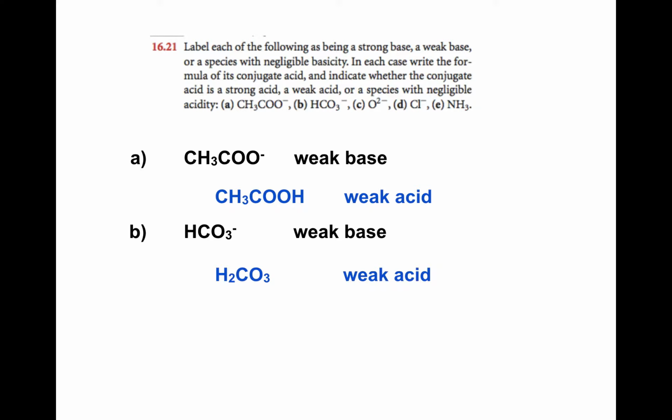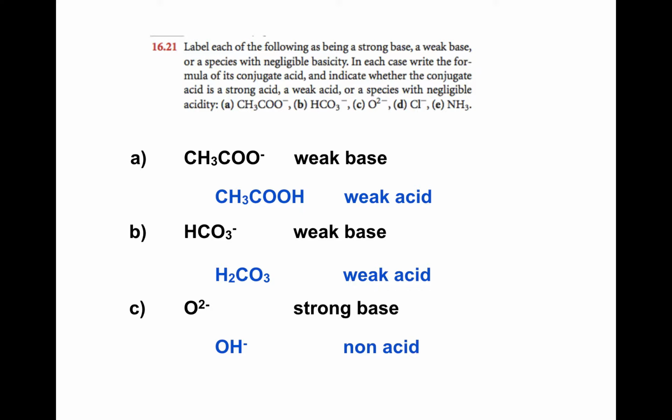Now, oxide is a really strong base. Therefore, its conjugate acid, hydroxide, is a non-acid. So this is not an acid. You're not going to get the H off of hydroxide in any normal way.